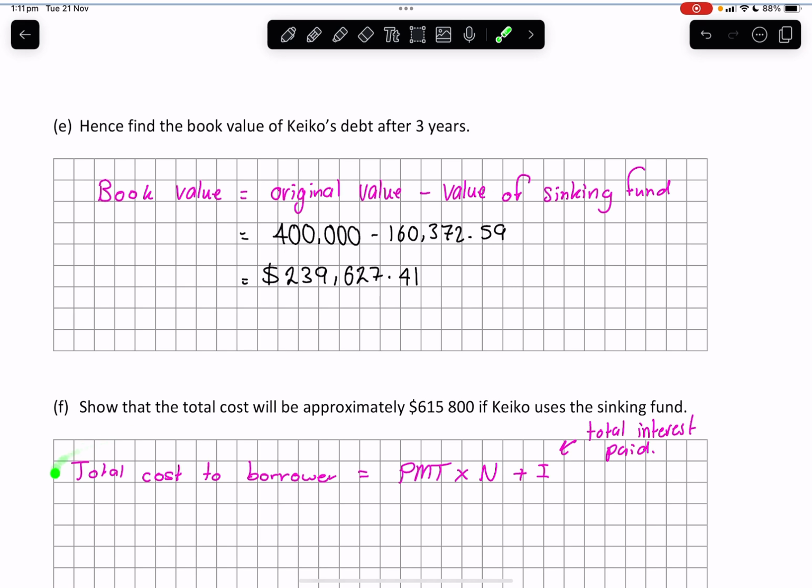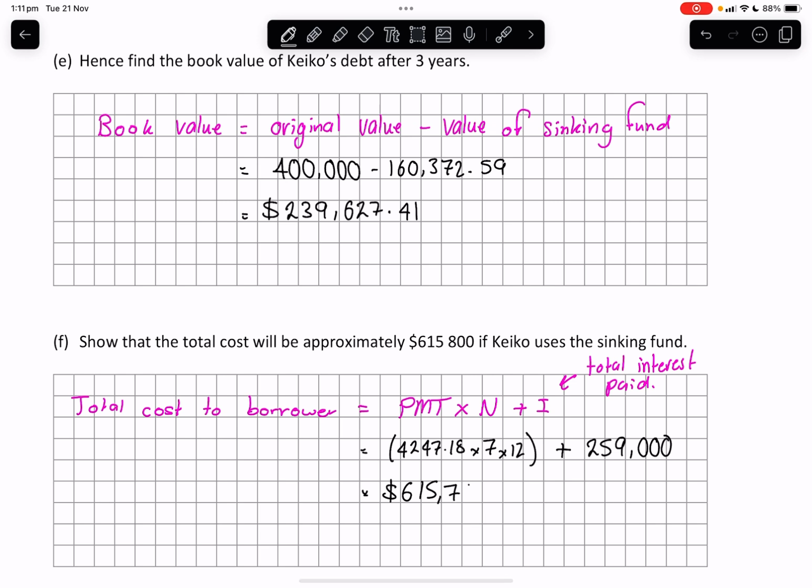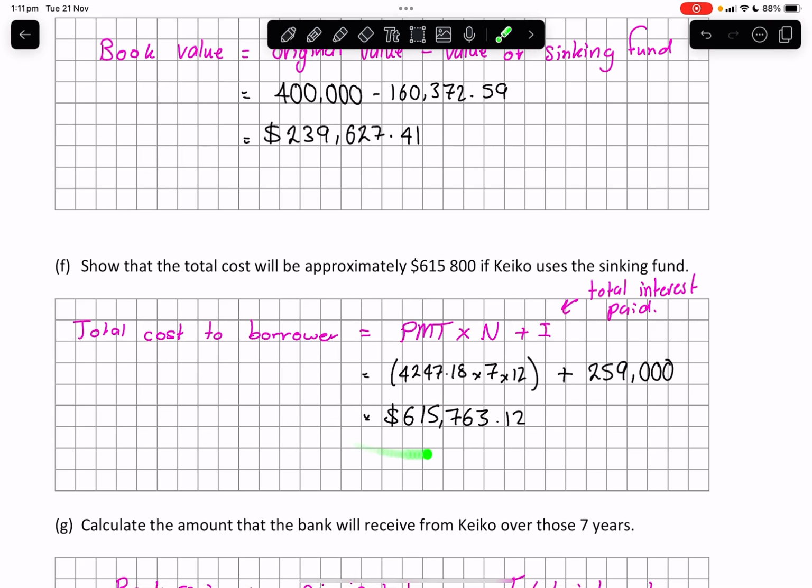Let's have a look at the total cost to Kiko now. So the total cost to Kiko will be how much money she's paid into the sinking fund. So my PMT times by how many payments, plus the amount paid in the interest-only loan. So my PMT is 4247.18, and I've paid that for 7 years, and I'm doing it monthly. Plus the total interest paid on my interest-only loan was the $259,000. Now that comes out to be $615,763.12. So that's the total cost to Kiko overall.